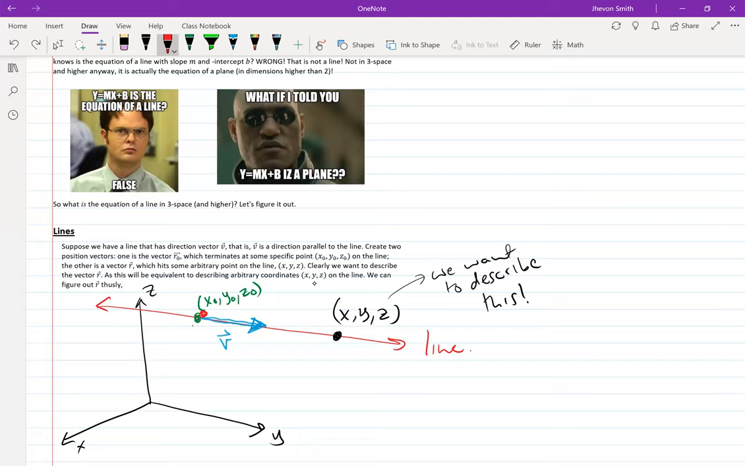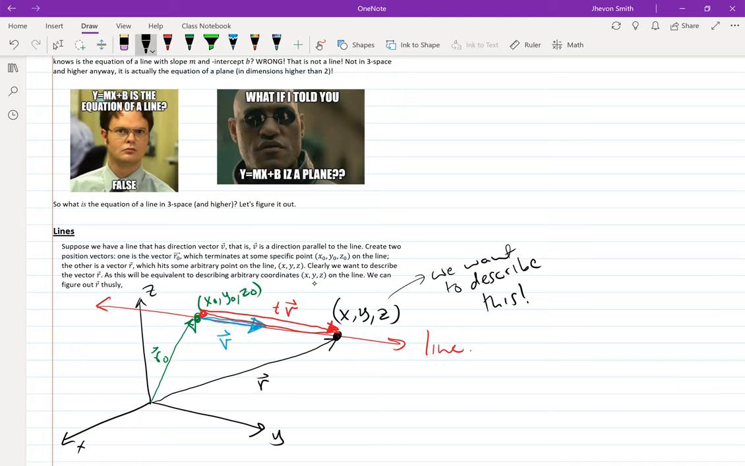So if I connect this point to that point with a vector, because of what we know about vectors being parallel, it's of course going to be parallel to v. So this vector is going to have the form some scalar times the vector v. Next, I am going to take a position vector from the origin to hit the point that I know about.